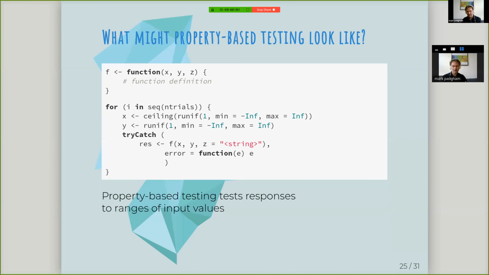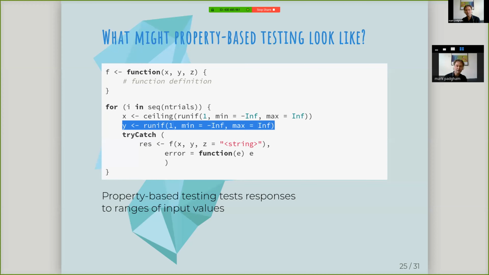The actual implementation of property-based testing in reality wouldn't be like this. This would be a very inefficient way to do it. But in simple R code, what you effectively do is just run a bunch of random trials where you randomly generate values of X as integers. So you've got this ceiling function, which rounds numbers up, and it's a uniform random number, maybe between some really big negative and really big positive number. Y is a floating point value, so it's just that.